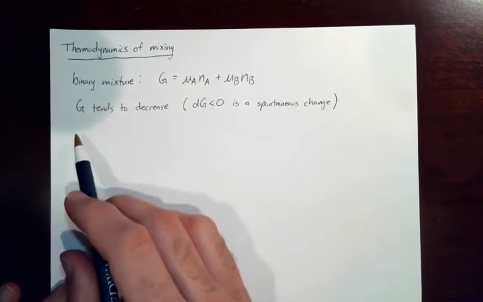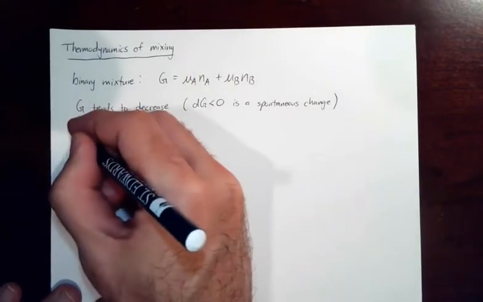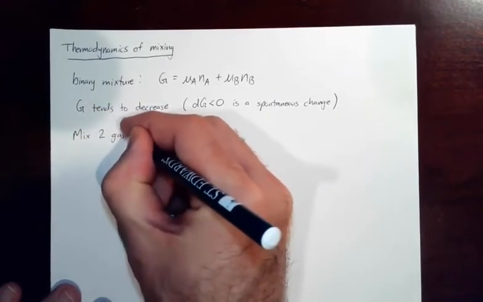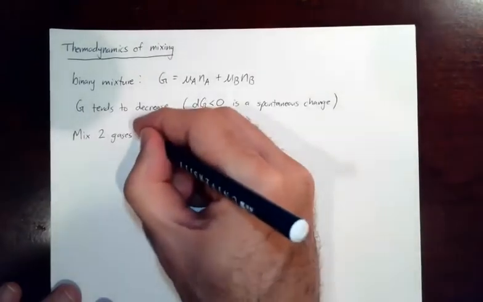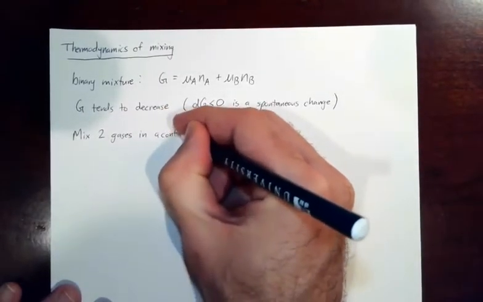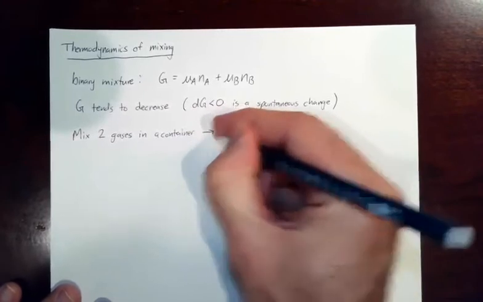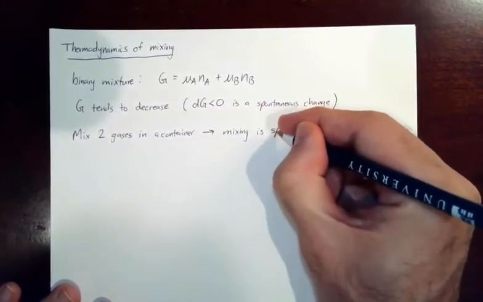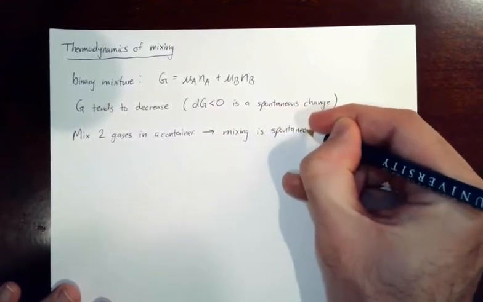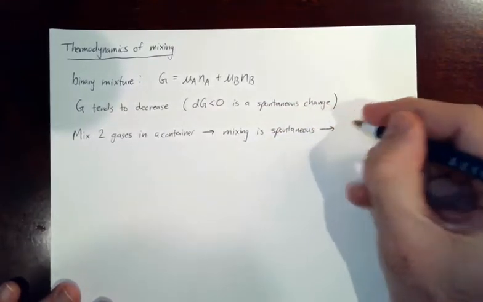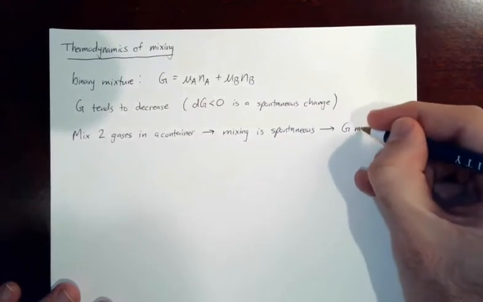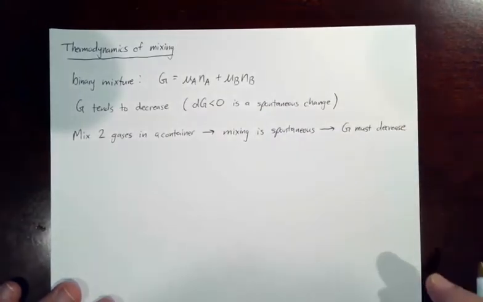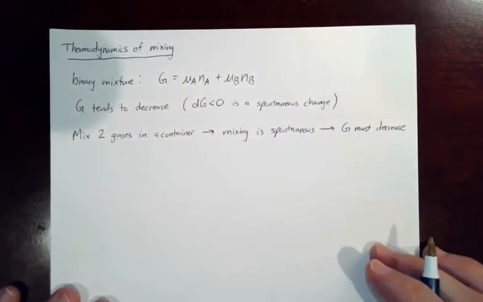And an experimental observation is that if we mix two gases in a container, the mixing of those gases is spontaneous. So putting all this together, that must mean that G must decrease when you mix two gases. Okay, so let's investigate that.